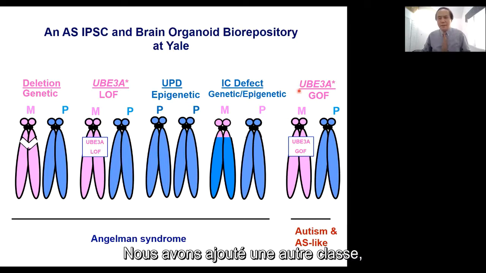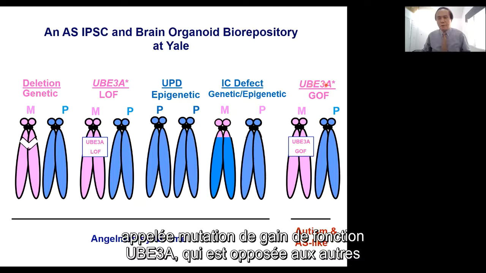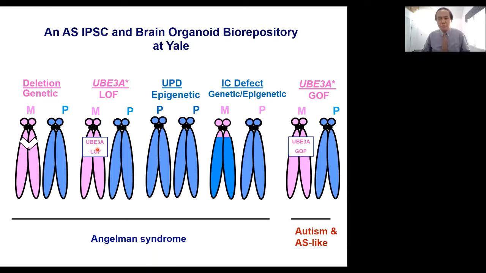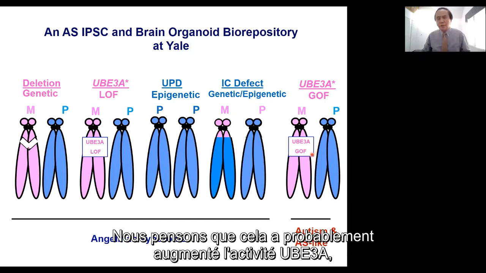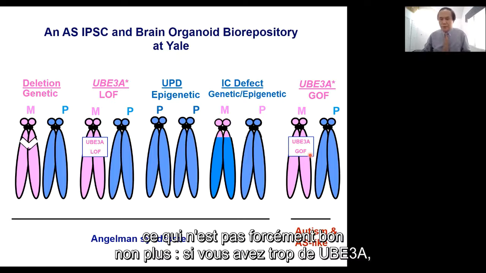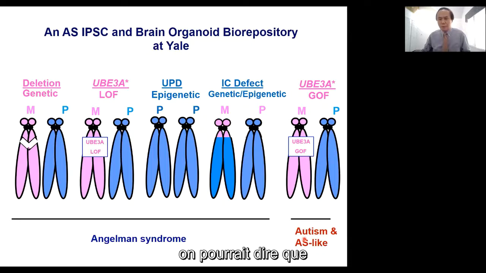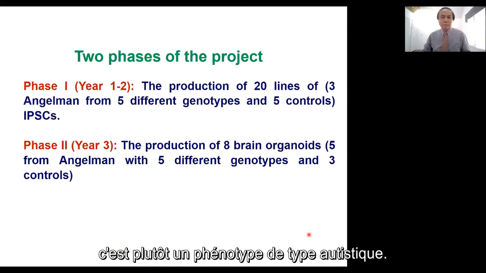And we're adding another class, which is called a UBE3A gain of function mutation. That's the opposite to the other Angelman patients, which is oftentimes deficiency. We believe this probably increases the UBE3A activity. It may also not be good to have too much UBE3A. It can cause Angelman-like, or sometimes people would say more autism-like, phenotype.